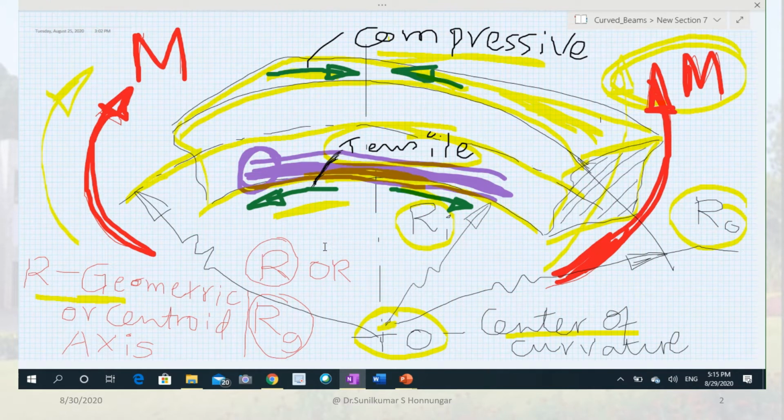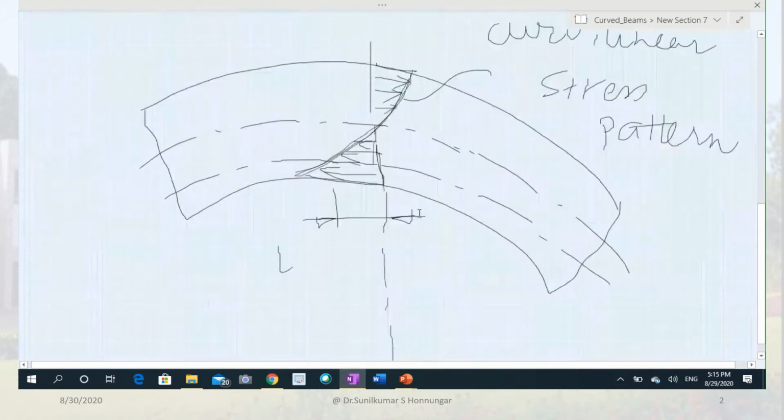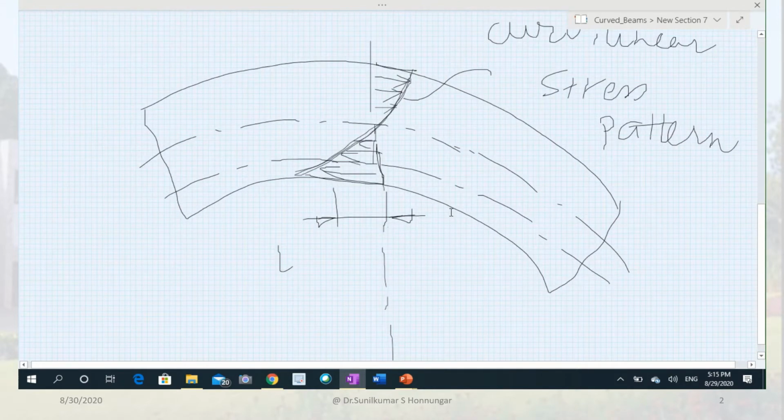Okay, so in a nutshell, what you are supposed to know: you are supposed to know the geometrical axis, the type of bending load, the center of curvature, and the R and the type of loading. And again, we'll just see the stress pattern, how it is in this particular case.